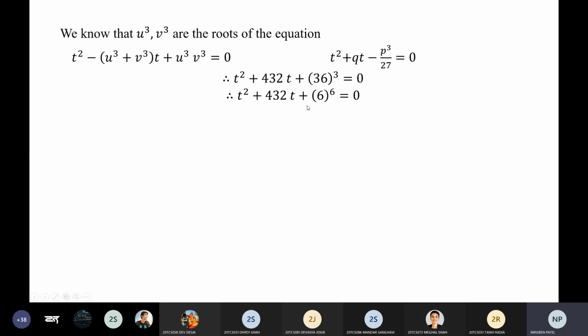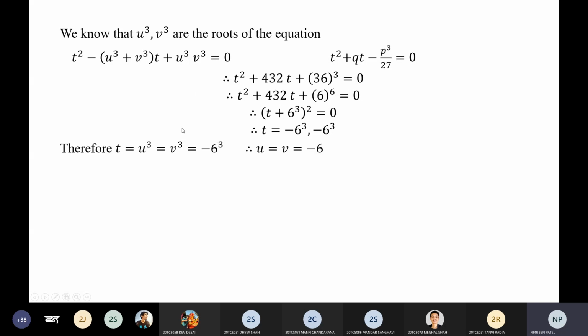Okay, ma'am. Okay, now just look here. Ma'am, 216 minus 216, 216 minus 216. Both are minus 216 roots, sorry. So you are talking about the root, right? We have minus 6 cube and minus 6 cube. See what is t here: we have told here that the two roots are u cube and v cube. That means u cube equals minus 6 cube, and v cube is also equal to minus 6 cube. Is it okay, beta?